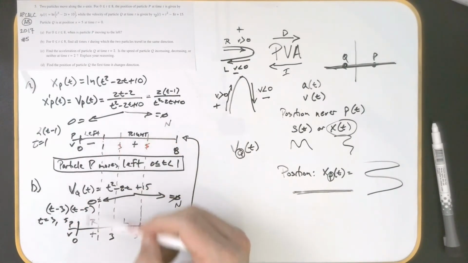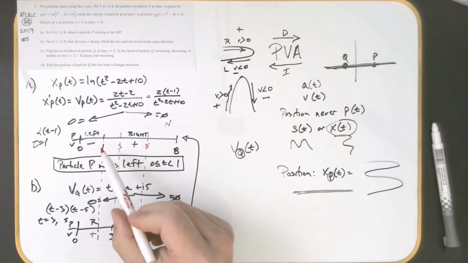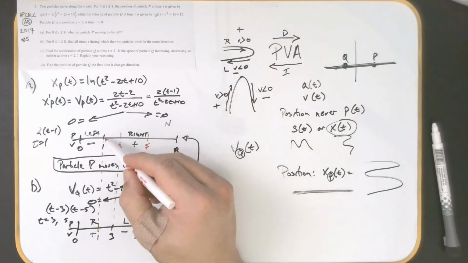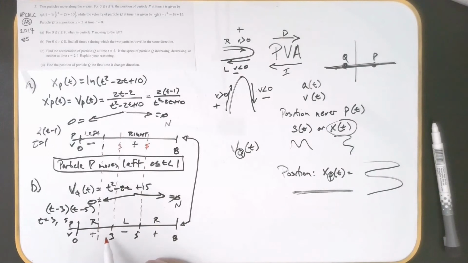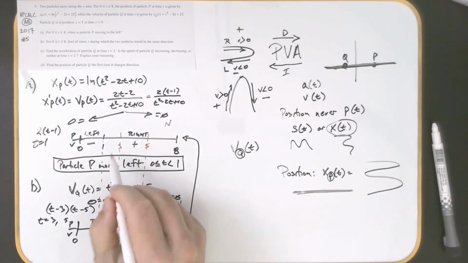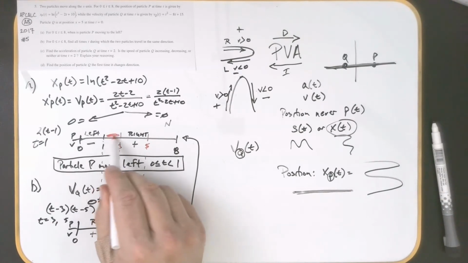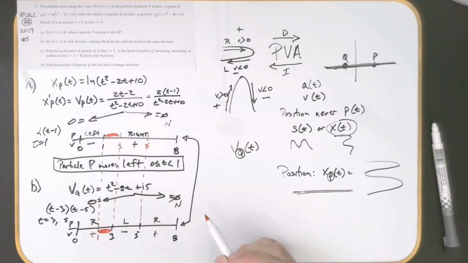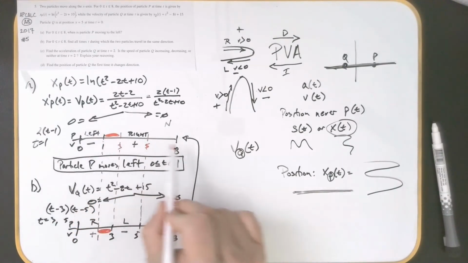From 0 to 1, they're going opposite directions. But after 1, this is going positive, and this is still positive. So it looks like this is a good section where they're going the same direction. They're both going to the right. Okay, and this point P goes to the right the entire time.